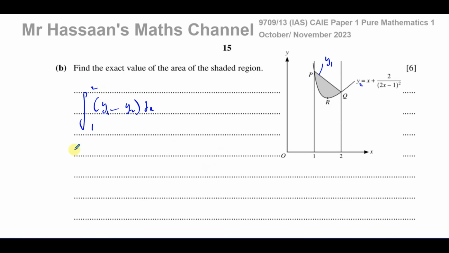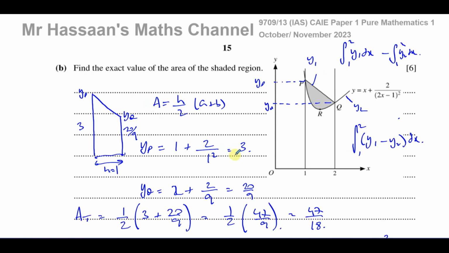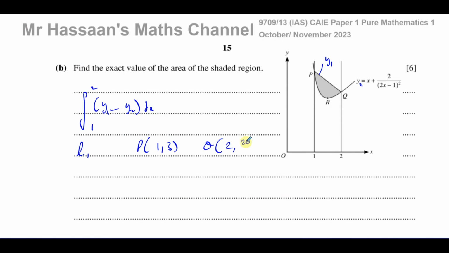So first of all, we need to find the equation of line 1, the equation of the function 1. So we already worked out that the coordinates of P were 1 and 3, and the coordinates of Q were 2 and, as we worked out here, it was 20 over 9. We know that we need to know those because we have to find the equation of this line PQ. So therefore, we can then work out how to integrate between those two functions. Knowing those 2 points will help us to find the equation. This is a straight line.